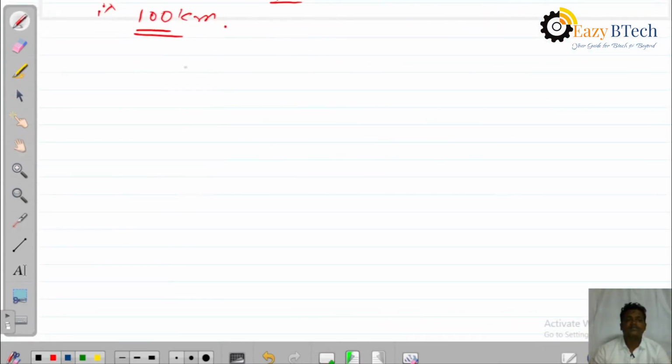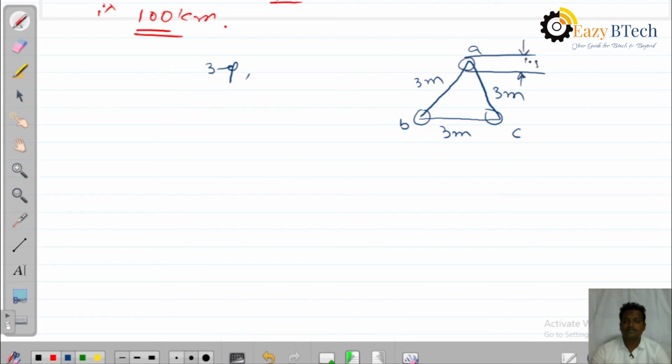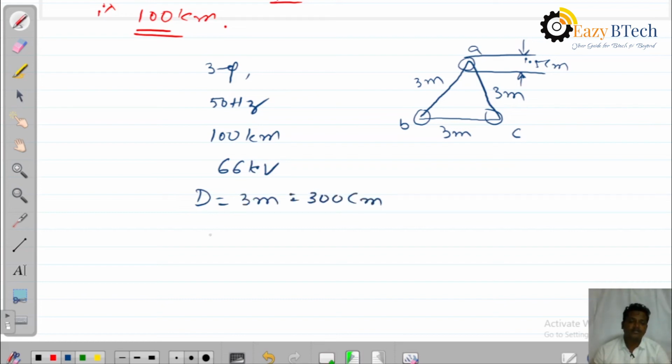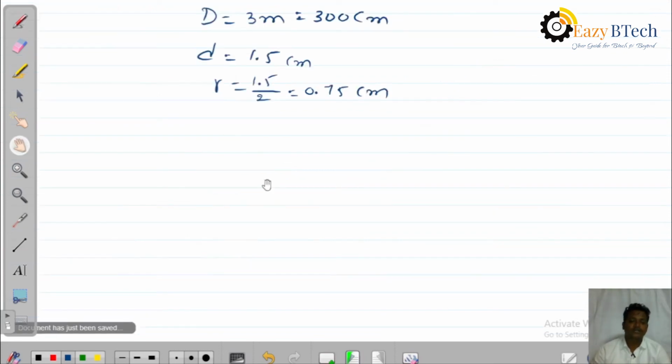For the given data: it is a three-phase system. The conductors A, B, C are arranged at an equilateral triangle with a distance of 3 meters. The diameter of each conductor is 1.5 centimeters. It is a three-phase, 50 hertz, 100 kilometer long, 66 kV line, and the distance is 3 meters apart, which is 300 centimeters. The diameter of each conductor is 1.5, therefore the radius is 1.5 divided by 2, which is 0.75 centimeters.